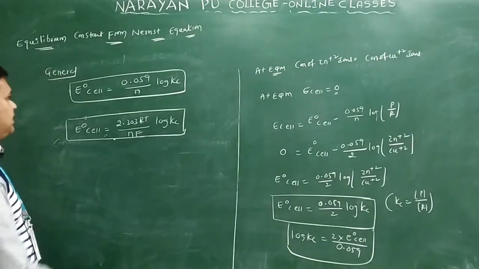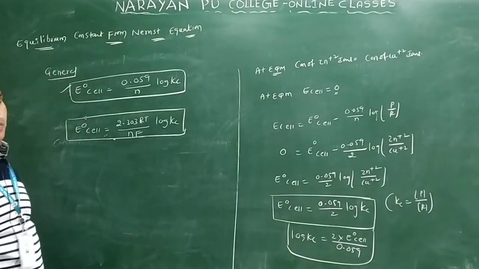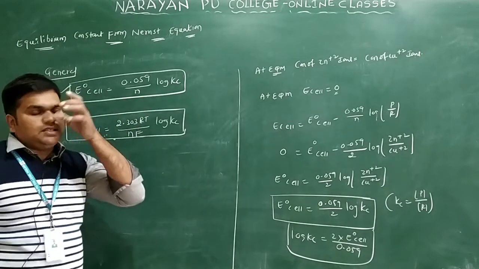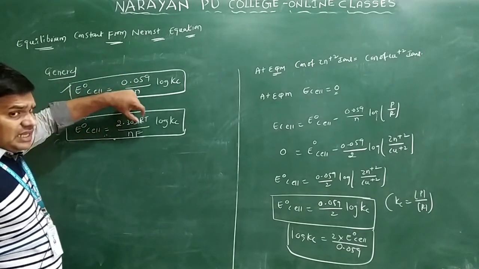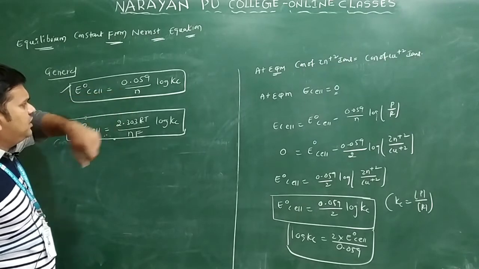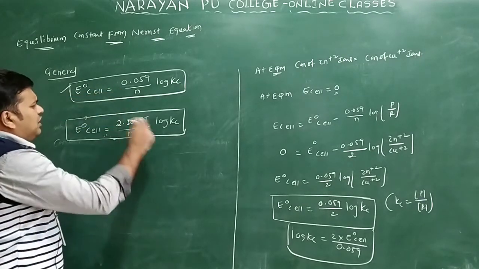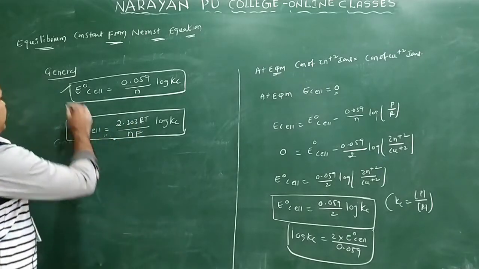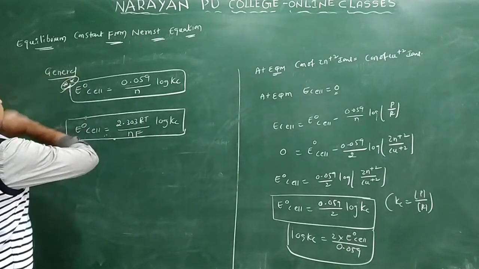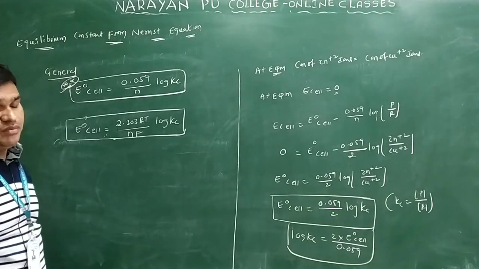So this is the general equation only. E naught cell is equal to 0.059 by n into log Kc. Instead of this, you can also write it as 2.303 RT by nF into log Kc. But if you substitute all the values, it becomes difficult. Many of the times you can use this formula: E naught cell is equal to 0.059 by n into log Kc.